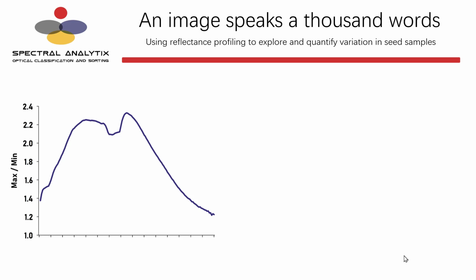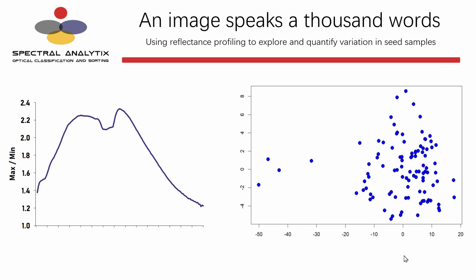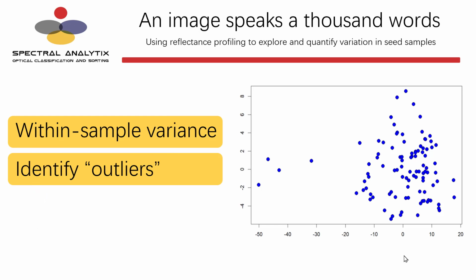But we can also plot individual seeds based on their similarity. The further apart they are in this plot, the more different they are. This method can be used to identify outliers, and this simple analysis suggests that a few seeds are very different from the remaining 96 seeds in this sample. Such seeds would be prime candidates for further and more detailed analysis.